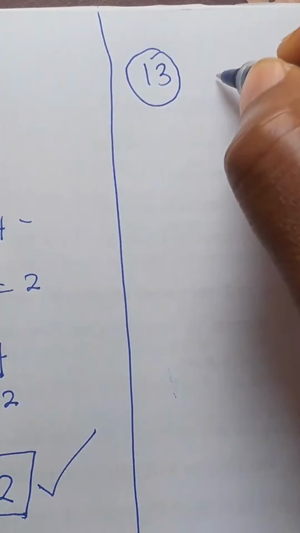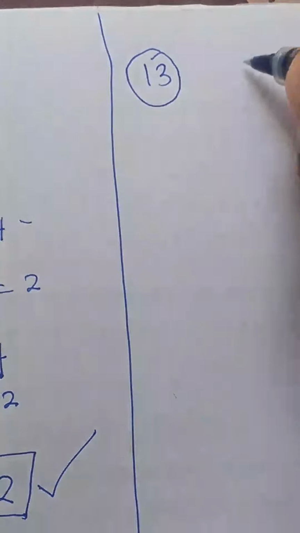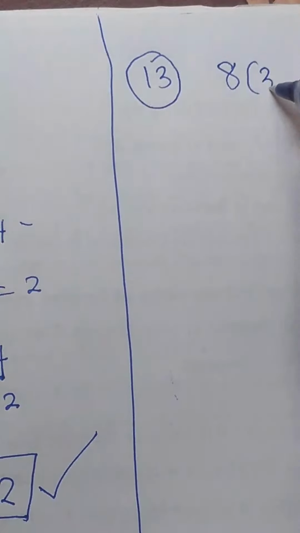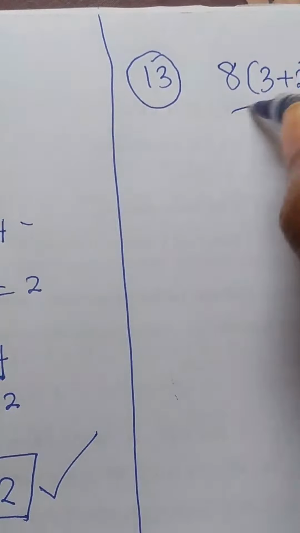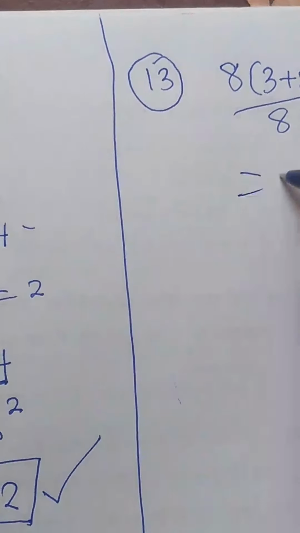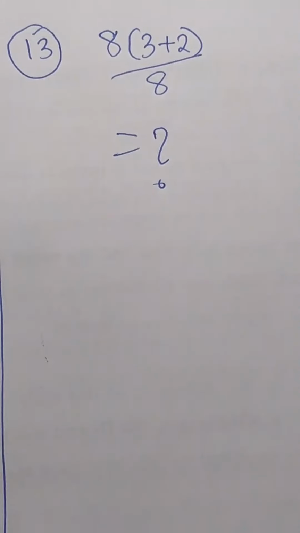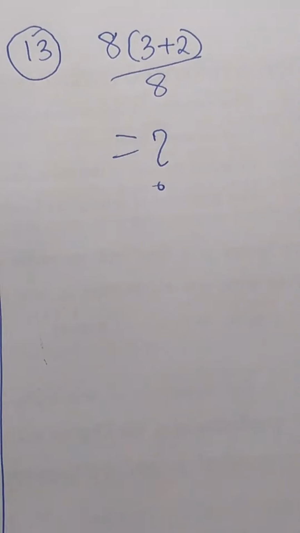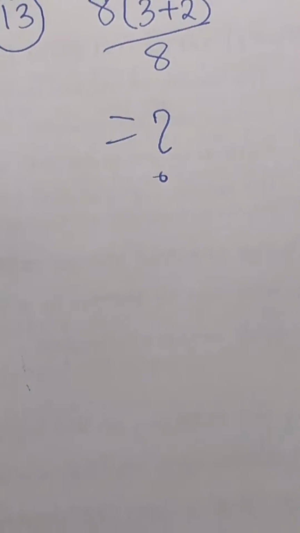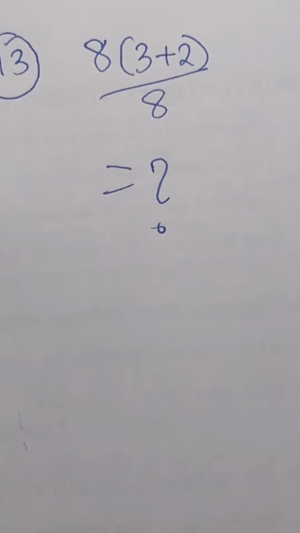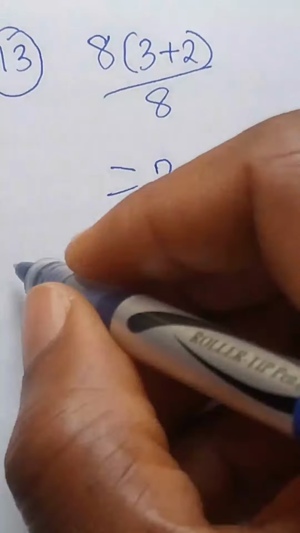So let me see. Okay. Solve 8 bracket 3 plus 2 all over 8 is equal to what? Solve this. See question number 13. Very easy. I don't want to be solving difficult questions. Easy questions. Just if you look, you see your answer. 8 bracket 3 plus 2 minus 8 is equal to what? Okay, 5. So mostly sport says 5.